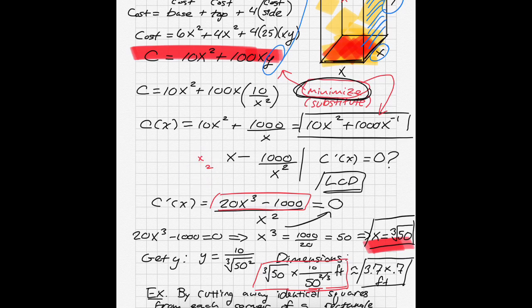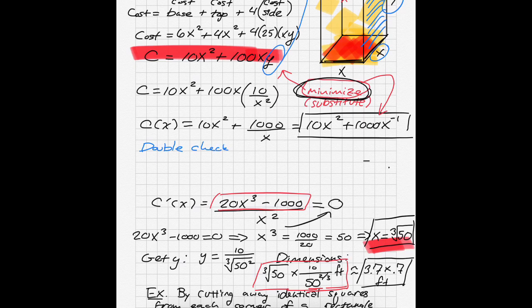Now I was kind of thinking for a second here, something else we could do. We could double check, cleaning this up a bit. Let me write this maybe in a different color. Let's see, double check that the x value we found, cube root of 50, is a min, as opposed to a max, right?